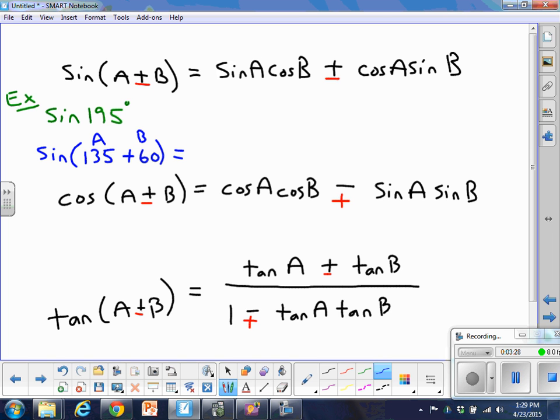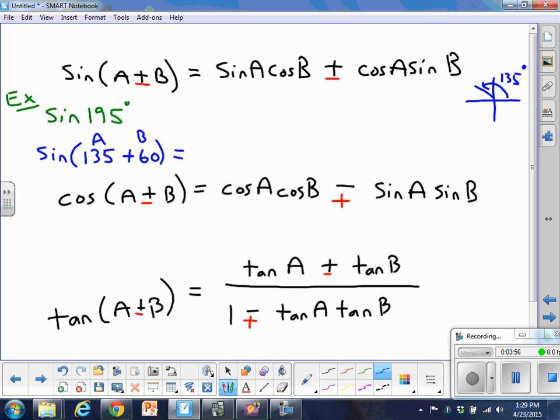We should know each of those values exactly from the unit circle. If you need to refresh on your unit circle, go ahead and do that. But the 135 you can think about as being in the second quadrant with a reference angle of 45. So sine and cosine are both root 2 over 2, it's just that the cosine happens to be negative there. And with the 60 being in the first quadrant, we should know those from the unit circle. But let's plug in some values.